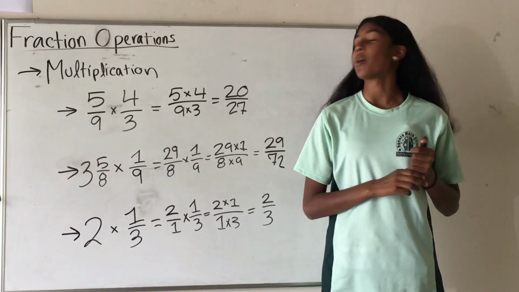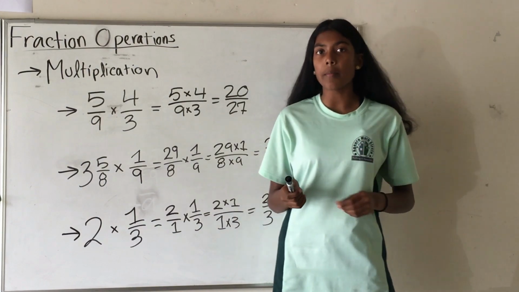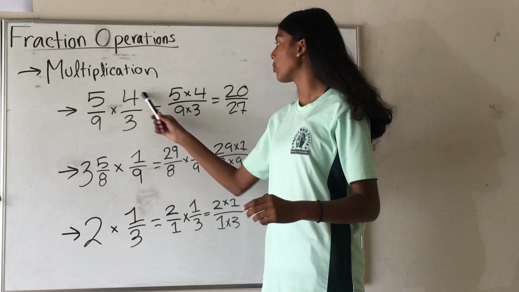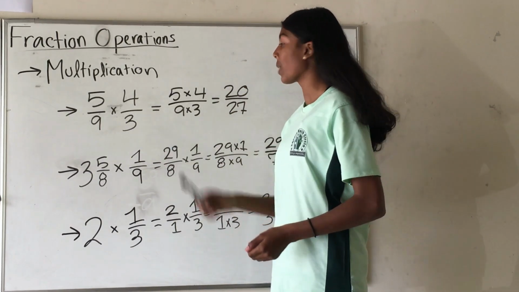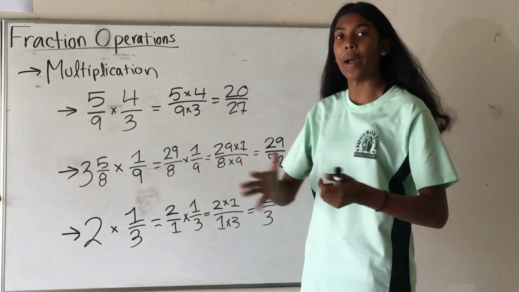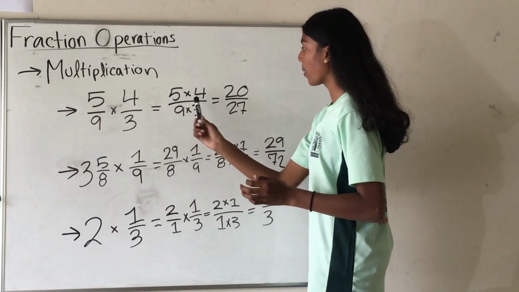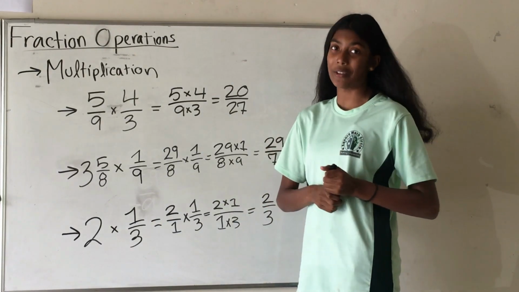Our second to last operation is multiplication. And this, you don't need the same denominators. Like, we have 3 examples up here. 5/9 times 4/3. Let's start with that. So what you do, multiply numerators, multiply denominators, and boom, your answer comes to you magically. So you have 5 times 4 on the top, 9 times 3 on the bottom. 5 times 4 is 20, 9 times 3 is 27. Your answer is 20 over 27.